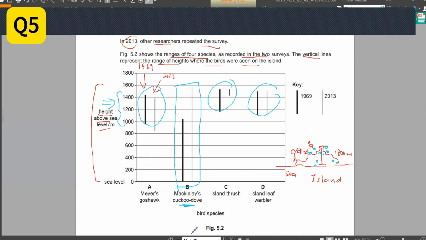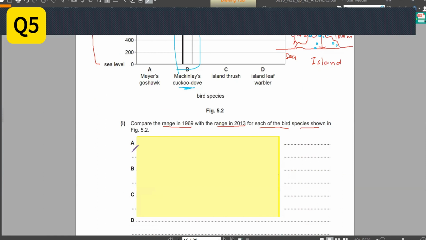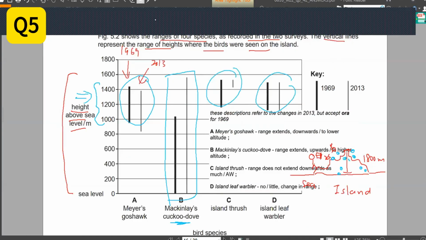We have options A, B, C, D, and some discussion for each group of birds. This description refers to the changes between 2013 and 1969. For bird A, the range extends downwards to lower altitudes. So what can we see here? Overall, the activity height has been decreasing. It extends downwards to a lower altitude.